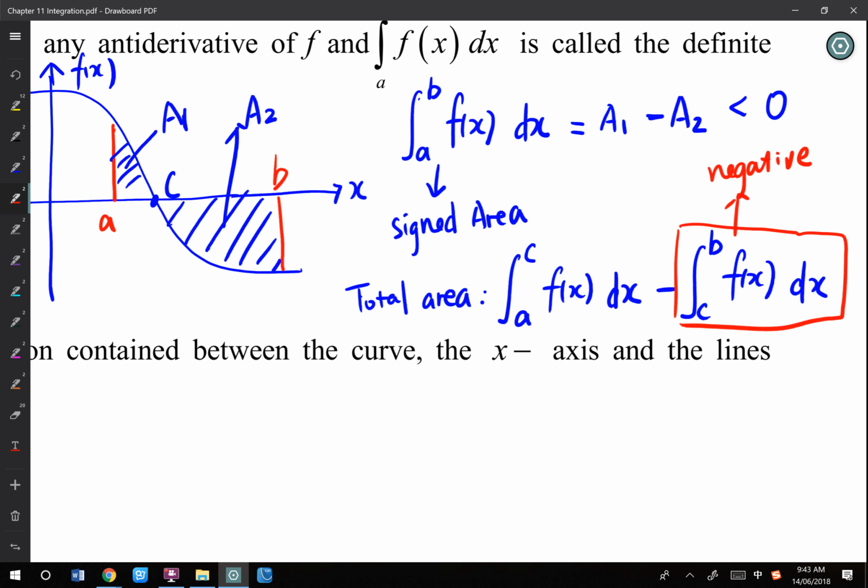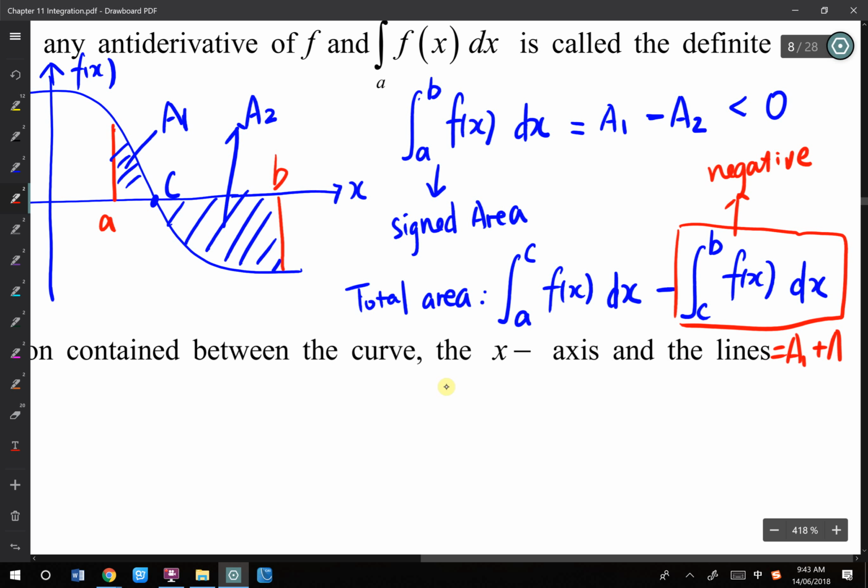I want to know what the area shown is. I don't care what the top minus the bottom is. It doesn't make any sense to me, and I can't get any information from that. I want the total area instead of the signed area. You need to use the top minus the bottom area. From C to B, you will calculate a negative area because that area is below the x-axis. Now we minus the negative area, so it becomes positive and it's adding. It's the two areas adding. So in this case, you will have A1 plus A2.